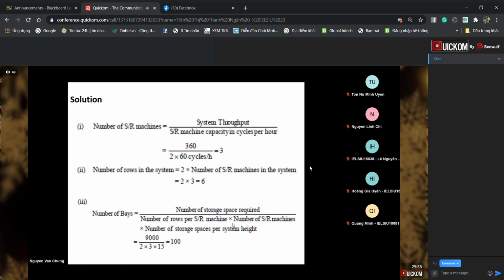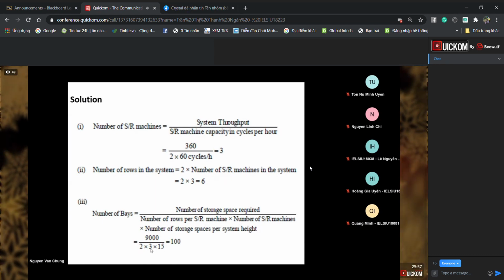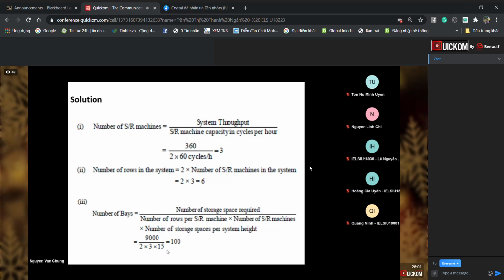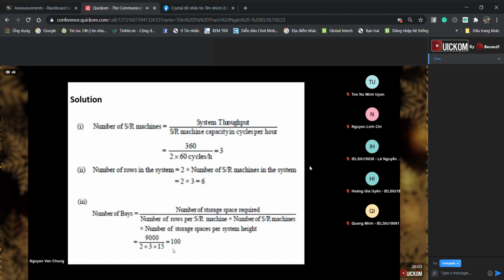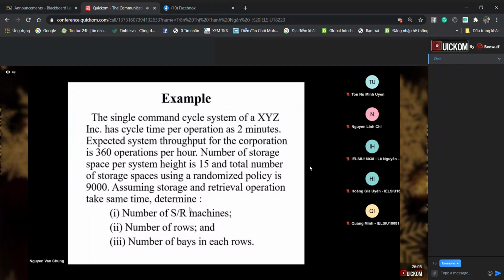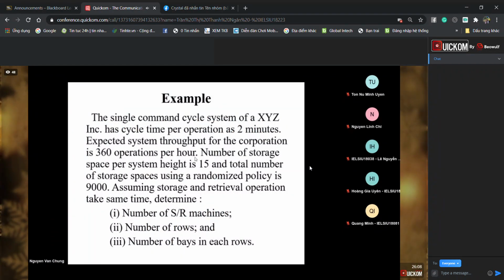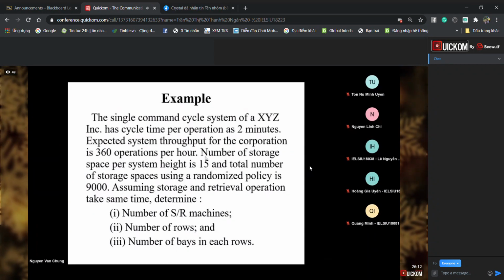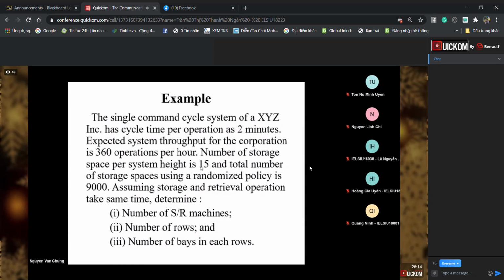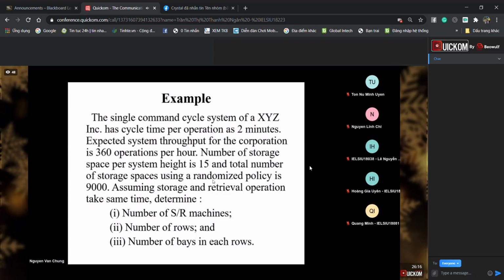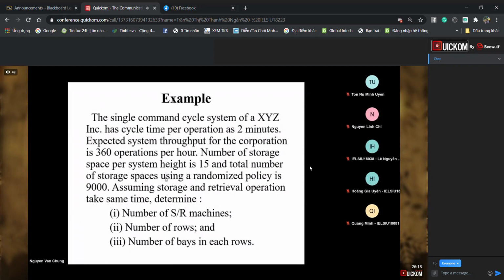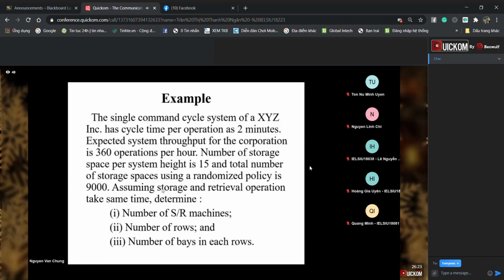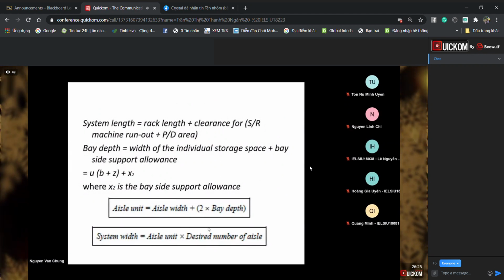Okay, and divide by the number of rows per machine, which is two. Okay, this is three, and next the number of spaces. These are the height. Okay, the 15. You know this. The number of storage spaces, the system height, you have the 15. Okay, and storage space using the ranking policy.